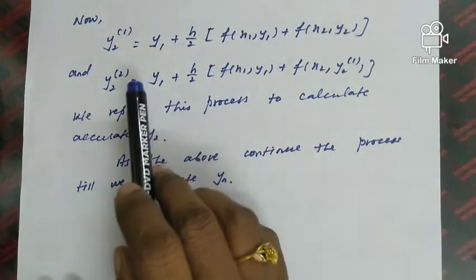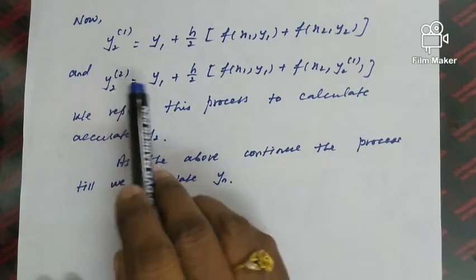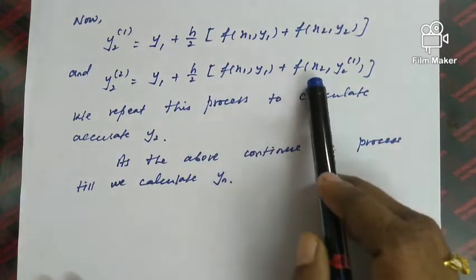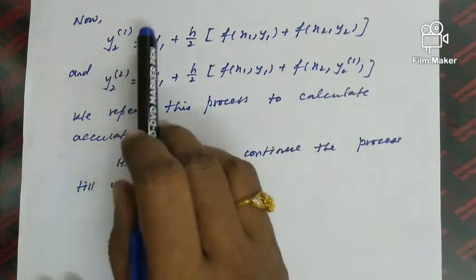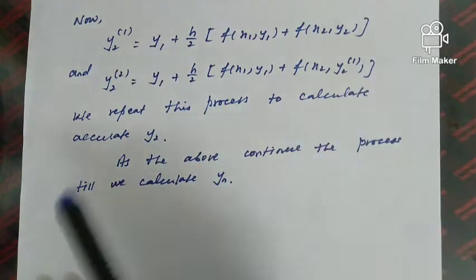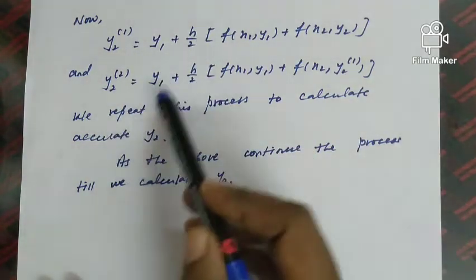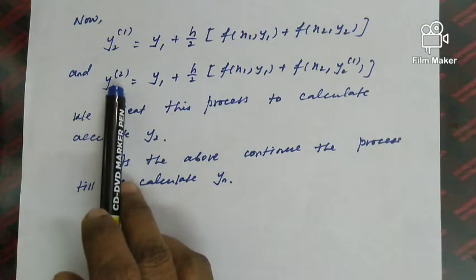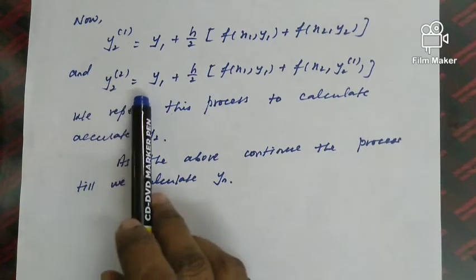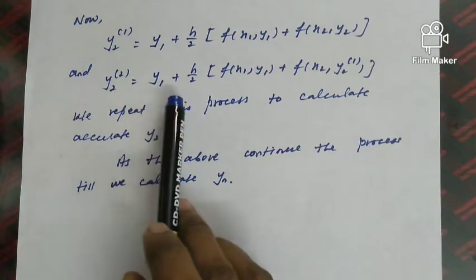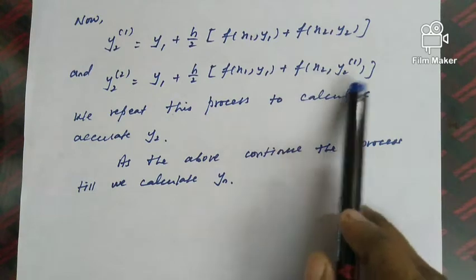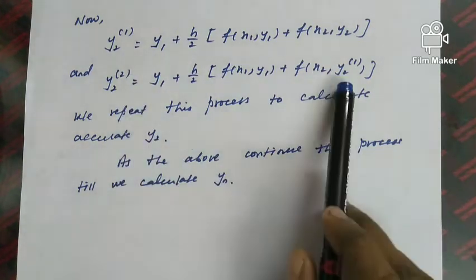And then the second iteration, y2 of 2 equal to y1 plus h by 2 f of x1 y1 plus f of x2 y2 of 1. That is the first iteration value. So if the values are not equal, you can go for the next iteration. How can we write the next iteration? y2 of 3, that is the third iteration, equal to y1 plus h by 2 f of x1 y1 plus f of x2 y2 of 2. This value we have to apply.